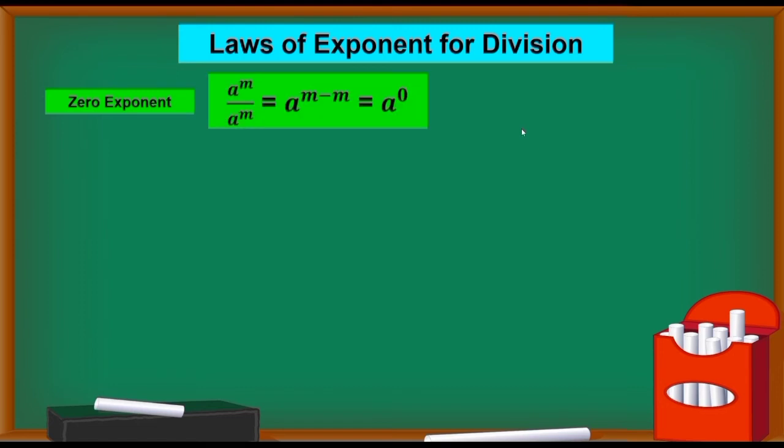Given that a raised to m over a raised to m, that would be equal to a raised to m minus m. And m minus m is equal to a raised to 0.